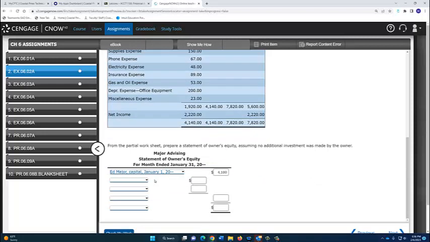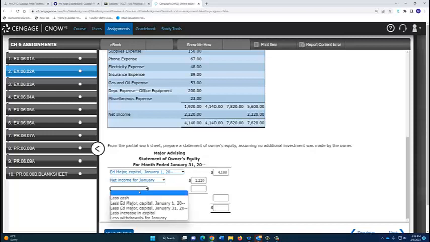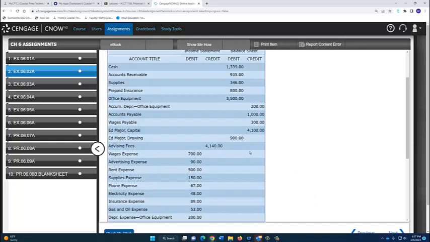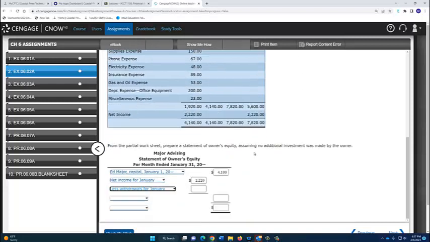The two left-hand columns, remember, are what causes the investment to change, and that is the net income for the period, and it's already calculated for me right here, the $22.20. I could also get that from the income statement that we just completed. The next figure that affects the capital is the owner's drawing. How much did the owner take out of the business for his personal use for the month? And that's going to be given here on the balance sheet side. So that was $900.